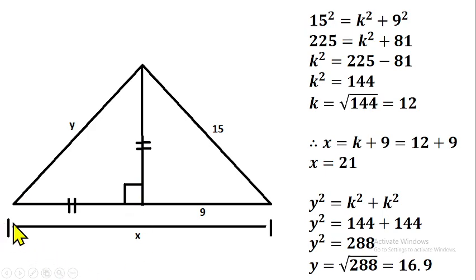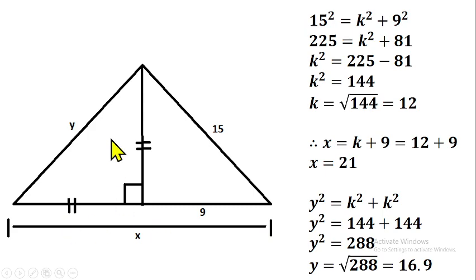So that means you can find the whole side here as well, which is labeled x. So if from here to here is 12 and from here to here is 9, what will be the value of our x in that case? So x should be from here to here plus from here to here. So x is going to be k, which is 12, as you have gotten here, plus 9. That should give us 21. So x is 21. From here to here is 21.